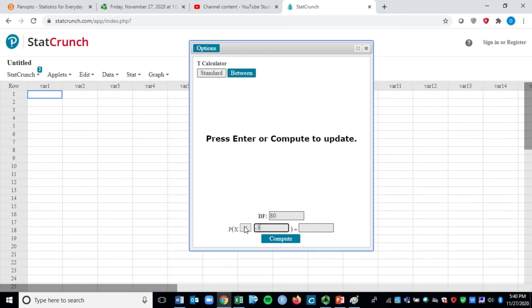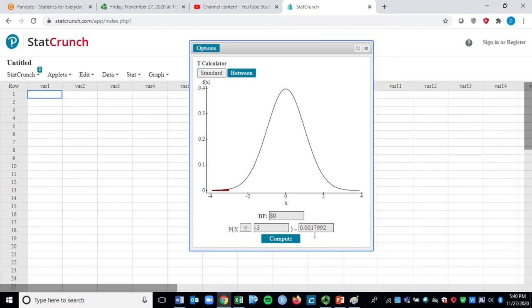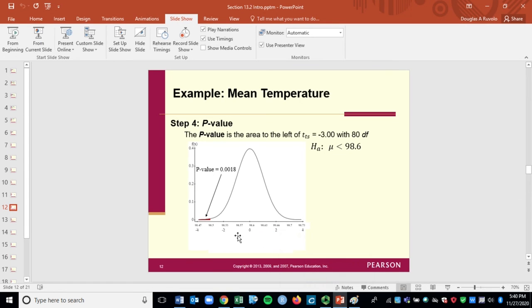So we had a less than. We had a -3 for our test stat. That's what we're going to place here. So 80 degrees of freedom, -3 for a test stat, less than. There's our p-value, and I'm going to round it to 4 decimal places. So I got here 0.0018. Looks like 0.0018 for our p-value. And as you can see, it's given us that same area as we had over here.